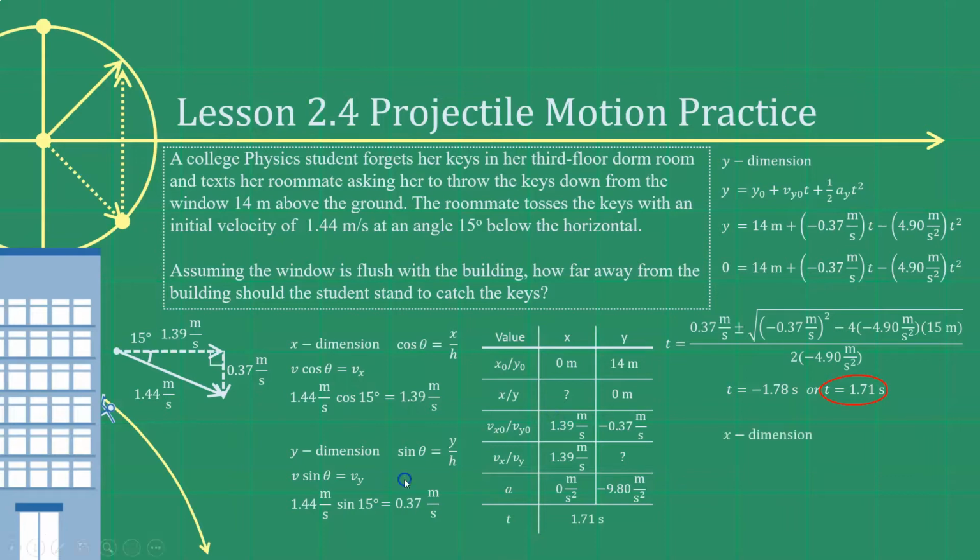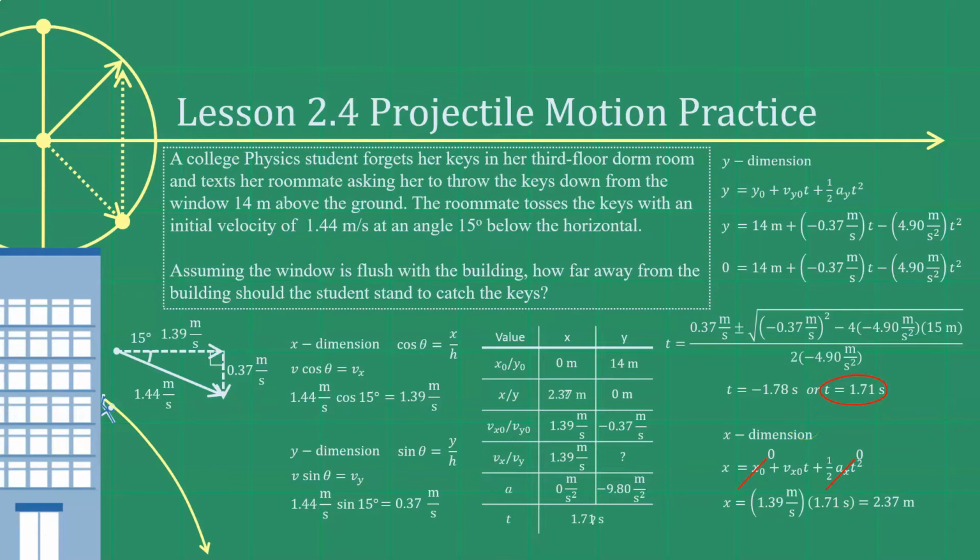The equation I'll use is this simple one where I get to cross off acceleration because it's 0. I also get to cross off the original x position. I simply multiply 1.39 meters per second times 1.71 seconds. That gives me a result in meters of 2.37 meters from the building. And that's where I should probably stand and wait if I want to catch my keys.